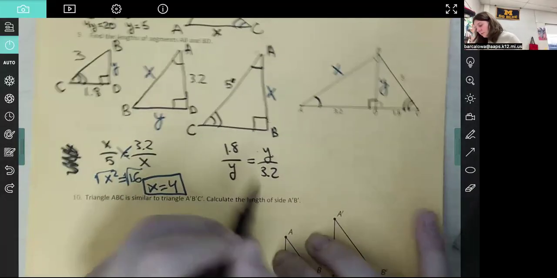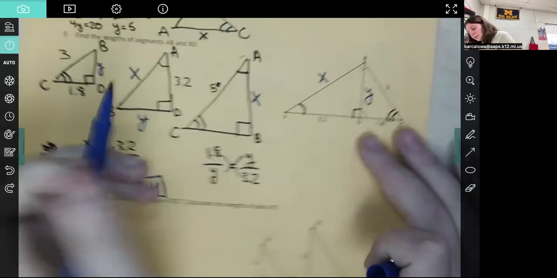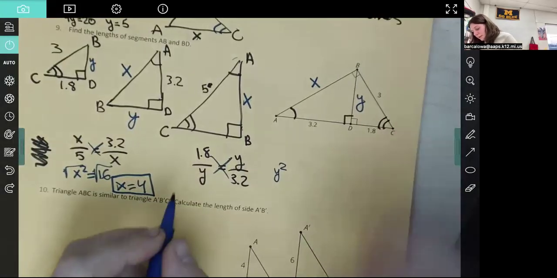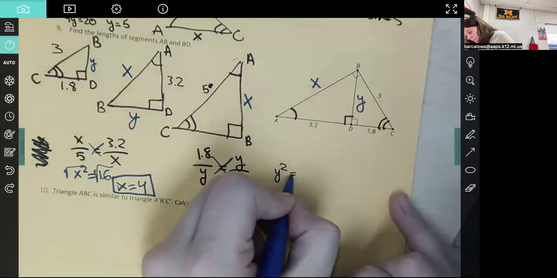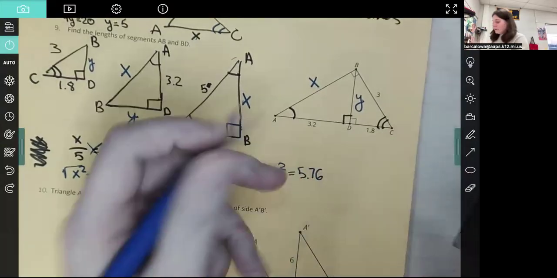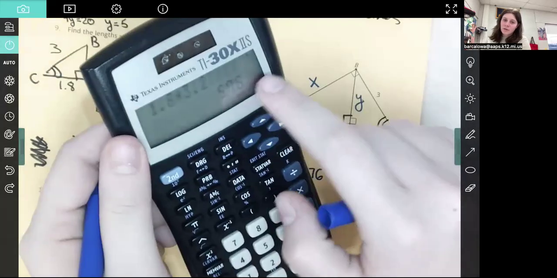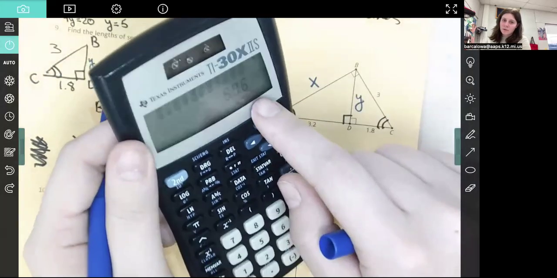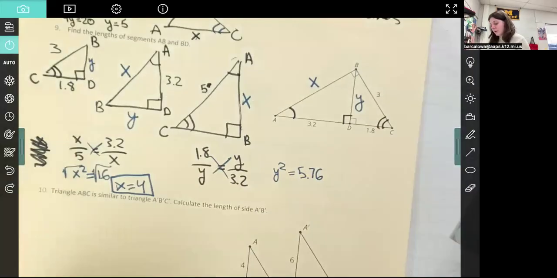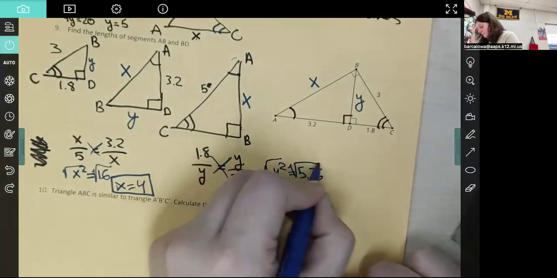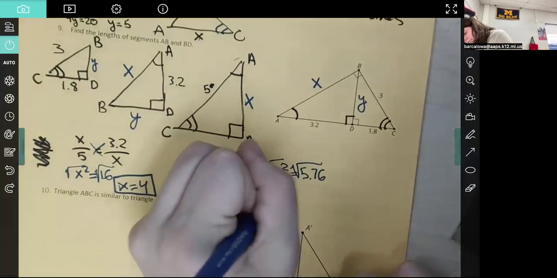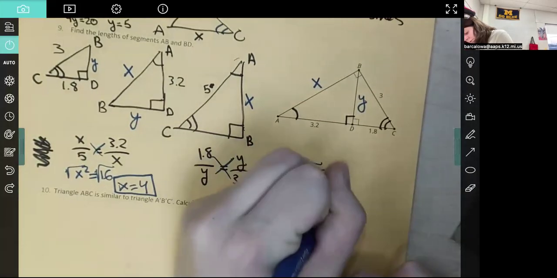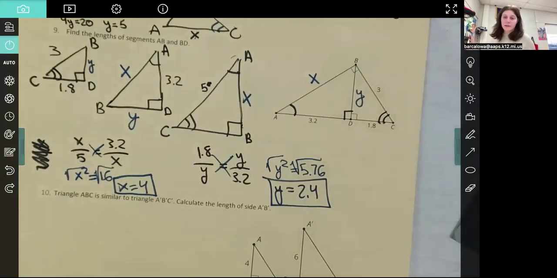Okay, so same thing, cross multiply. Y times Y is Y squared. 1.8 times 3.2 is 5.76. Notice how in my calculator, it doesn't go on forever, so I'm not going to round. I'm just going to keep 5.76. Okay, again, take the square root. 2.4. Okay, so if you had a different method and you got 2.4, congrats, you are a rock star.